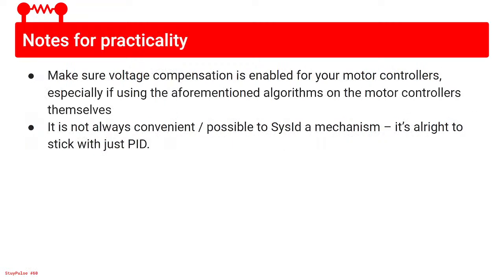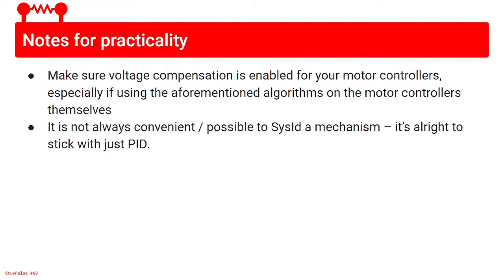Now, notes I had for practicality. When you're doing set voltage, we're pretty sure it's good practice to make sure that voltage compensation is enabled for your motor controllers. For a CAN-SPARK MAX, there's an enable voltage compensation method. This is really important if you're not running these algorithms in the robot code, but using the fact that they're implemented on the motor controller. You definitely want to enable voltage compensation.